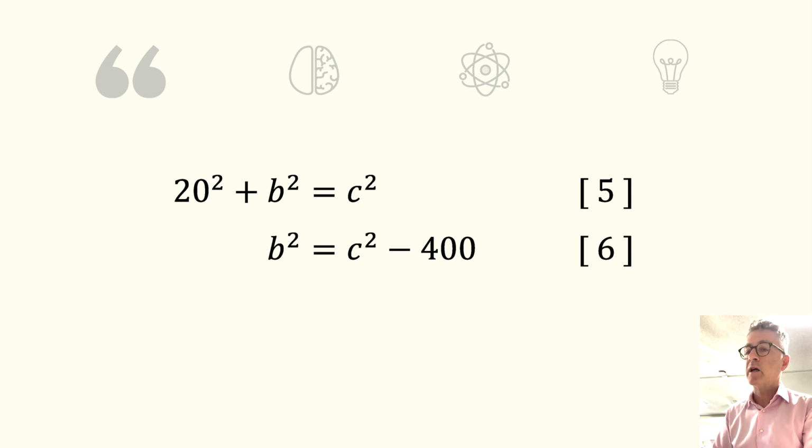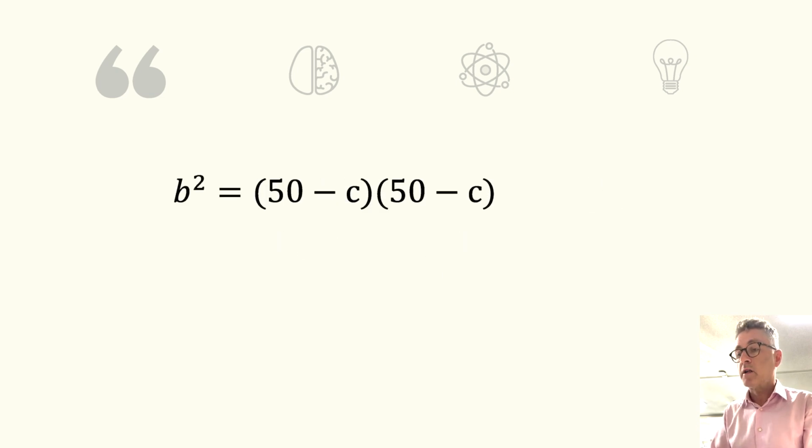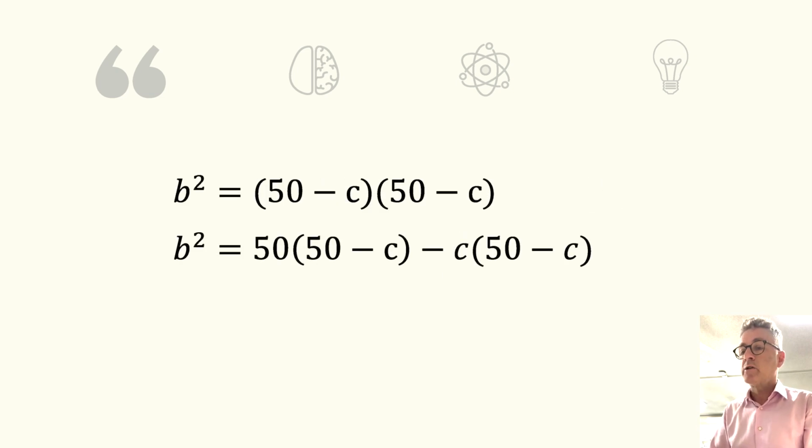Now, here's something very clever. If we come back to equation 3 and we square both sides of that equation, we'll have b squared equals 50 minus c all squared. This is a binomial expansion, and in Year 8 we haven't done that yet, so we're just going to yeet up into Year 9 for a second. 50 minus c all squared is 50 minus c into 50 minus c. Well, that means 50 into 50 minus c, minus c lots of 50 minus c.